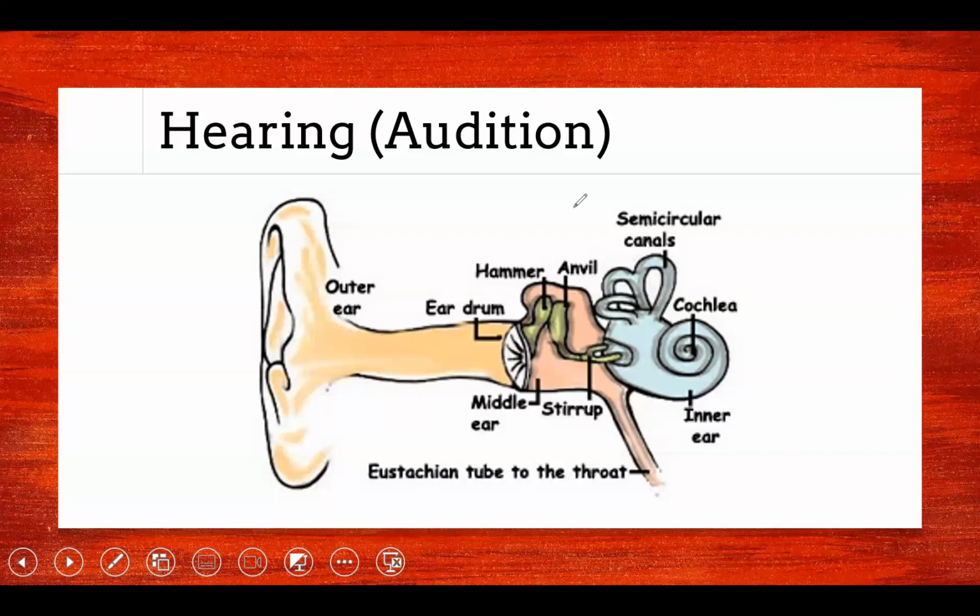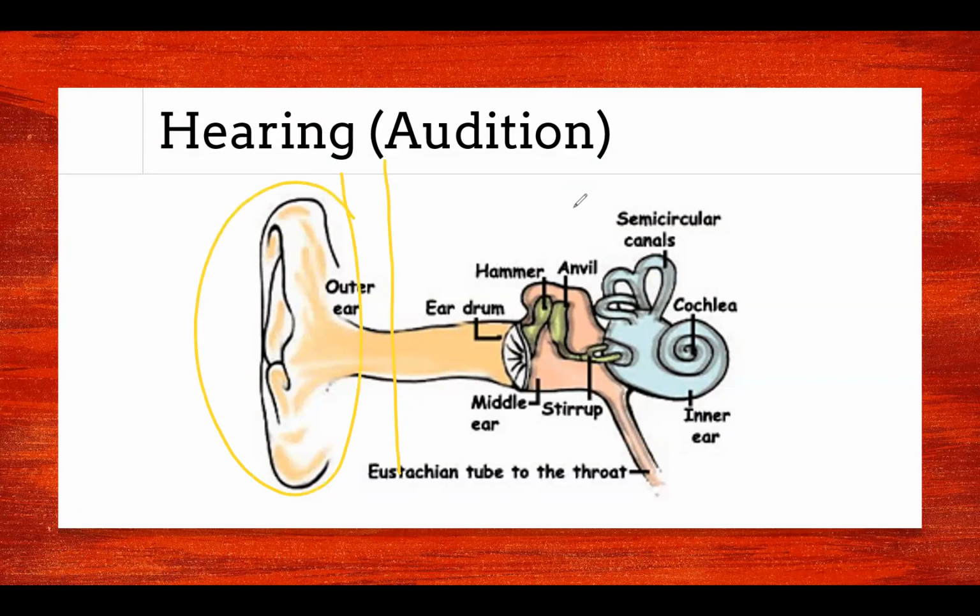Now, this is a picture of our ear, and we divide our ear into three parts. We have the outer ear, which is just what's visible. And then we have the middle ear, which starts at the eardrum and comes until here. In the middle ear, we have the eardrum, hammer, anvil, stirrup. These are three tiny little bones that are all connected based on the vibrations that hit the eardrum. And then we have the inner ear, which has the semicircular canals, cochlea, and auditory nerve.